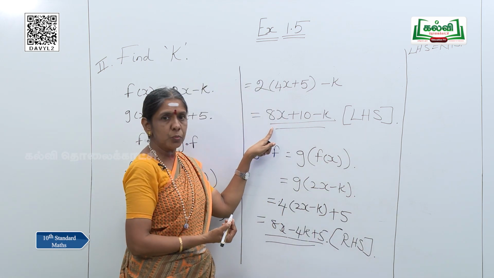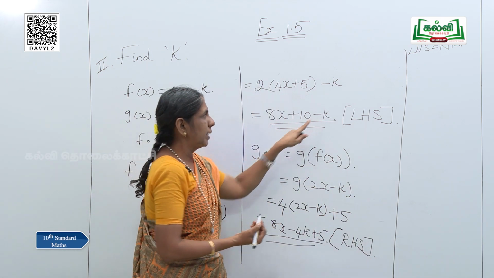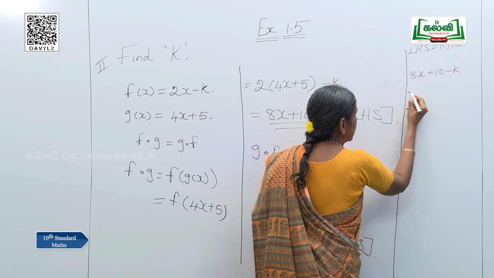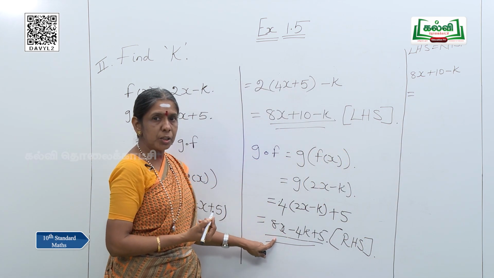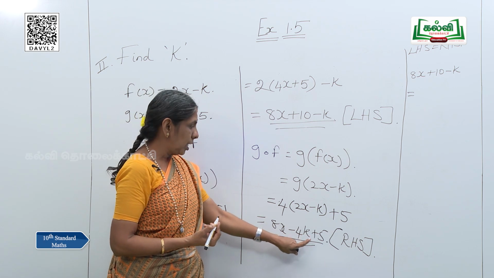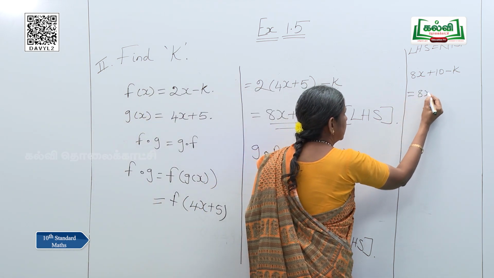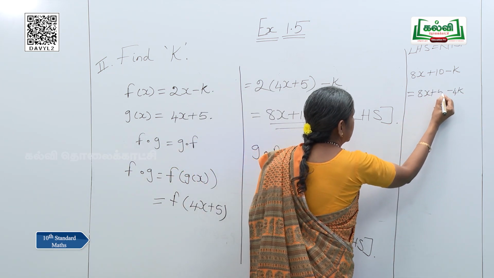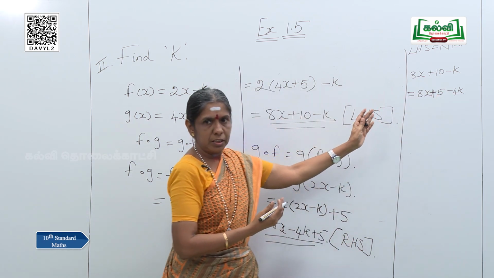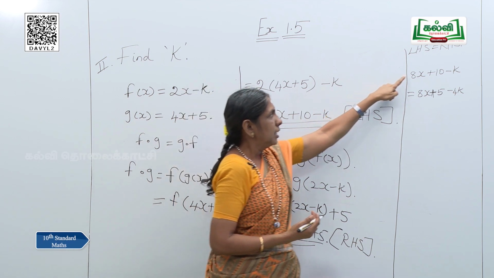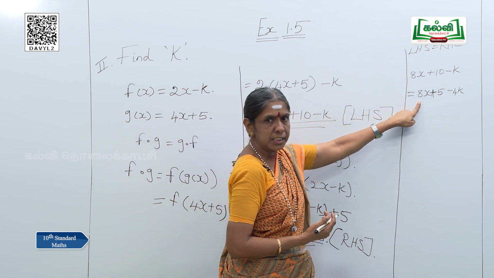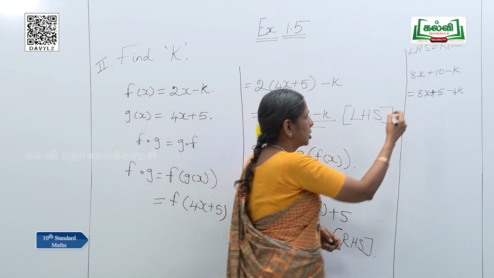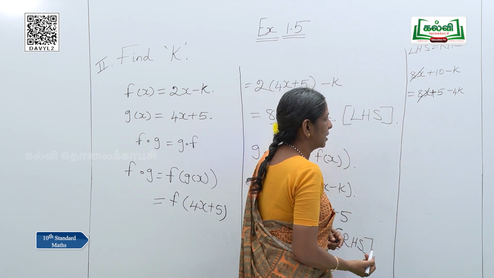LHS is equal to RHS. So, what LHS value did we get? 8x plus 10 minus k. 8x plus 10 minus k is equal to the RHS value. What RHS value did we get? 8x minus 4k plus 5. Let me write here, 8x minus 4k plus 5. I am changing the order of the terms so that it will be easy for you to cancel. Now, 8x is here, 8x is here. So, on both sides of the equation, we can cancel the 8x term since it is common in both. 8x can be cancelled.